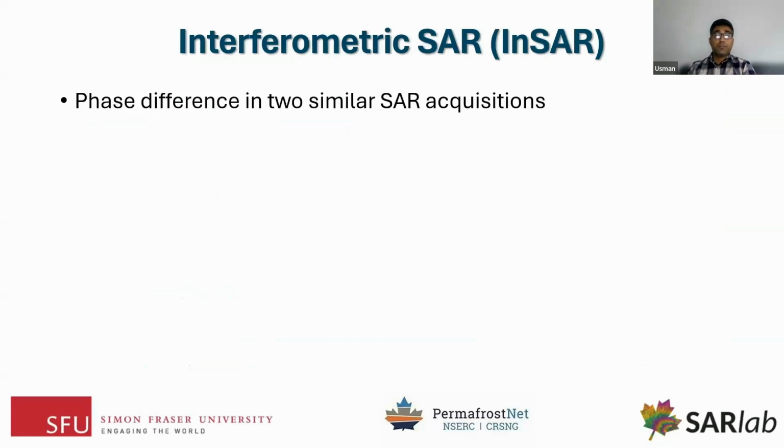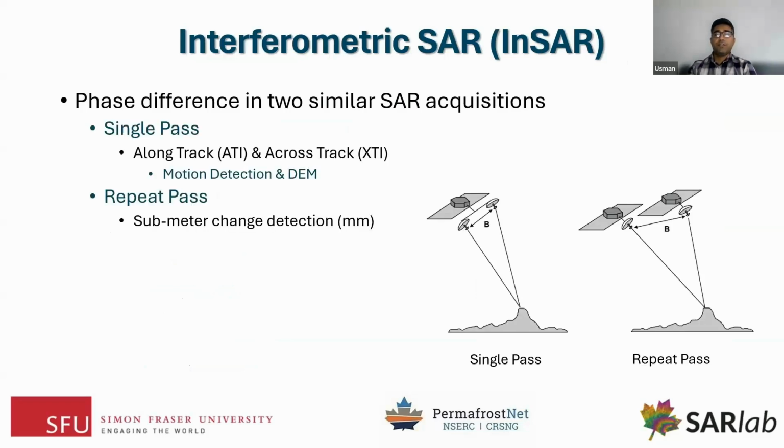Coming over to the interferometric SAR, as the SAR sensor is basically radio waves traveling in air, you have the phase information available with the wavelengths that are transmitted. Utilizing that phase information from two similar acquisitions, you can do interferometry, which is the phase difference in the two similar acquisitions. Interferometry can be of different types. Single pass and repeat pass are the main major categories.